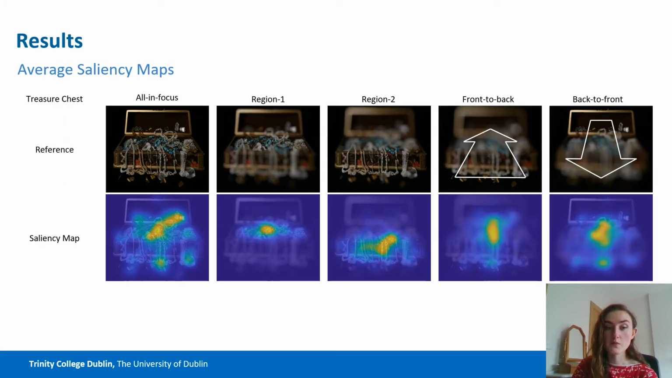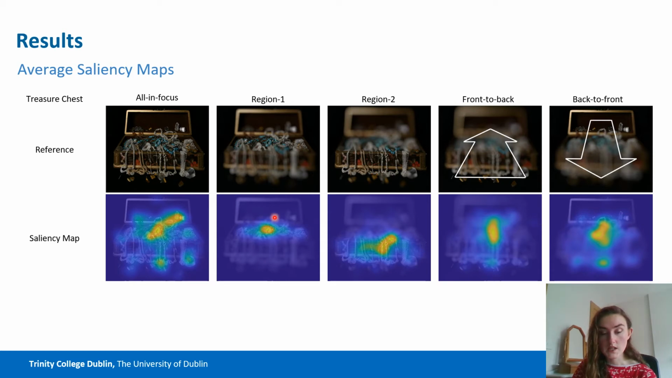So here we have an example of the saliency maps generated for each of the 5 renderings over the entire 10-second video over all participants. You can see here in the all in focus rendering and the saliency map generated from it that users look at the entire scene and that the saliency map is more dispersed than some of the others.